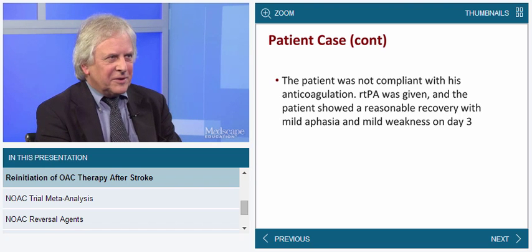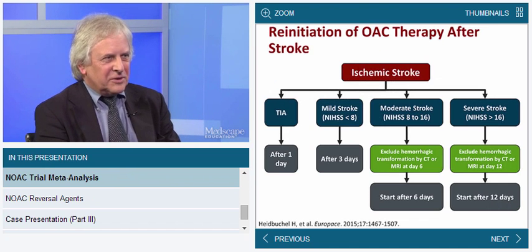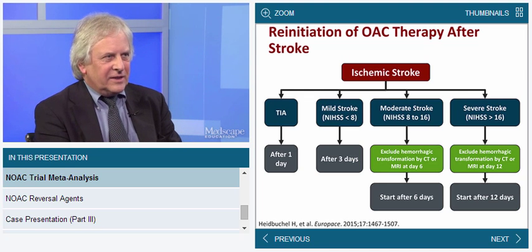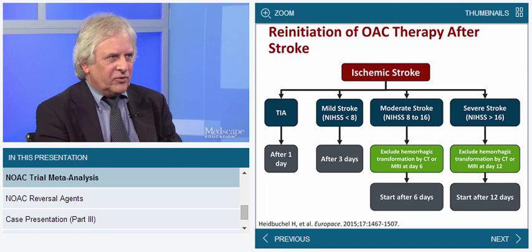Okay. And the expert opinion is the so-called 1-3-6-12-day rule, or Diener's law in the ERA guideline. It says if someone had a TIA, you would start on day 1. If someone had a mild stroke like our patient, you would start at day 3, so this would be the time to start. If someone had a moderate stroke, you would wait for about 6 days, and in someone with a severe stroke for about 2 weeks.